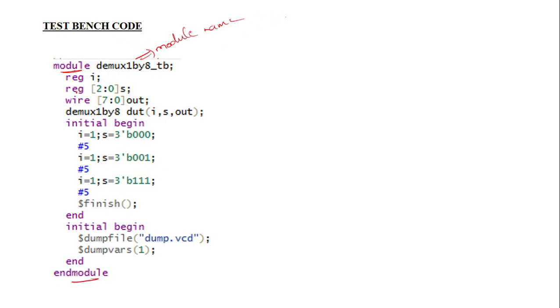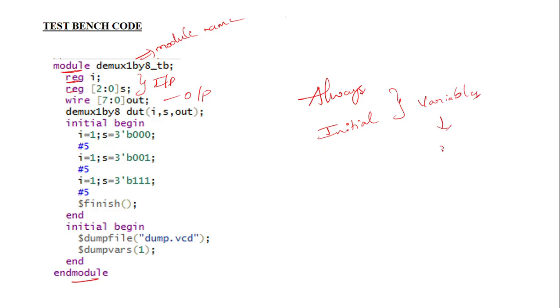So it is our module name. The syntax of the test bench code is like this: input ports are in reg data type, and outputs are in wire data type. Why are we using reg data type? There is a reason. As I already said, the variables we use in the always block or initial block are going to be reg data type. That's why we make it a reg data type. Otherwise we can use wire also, but because of the initial block we make it a reg.